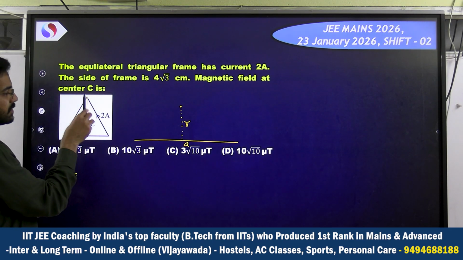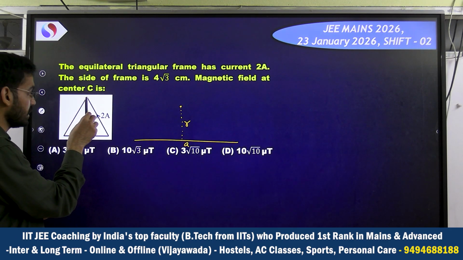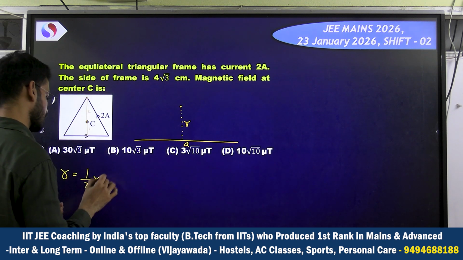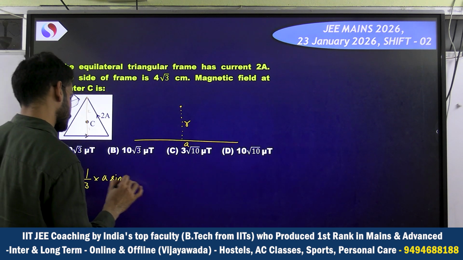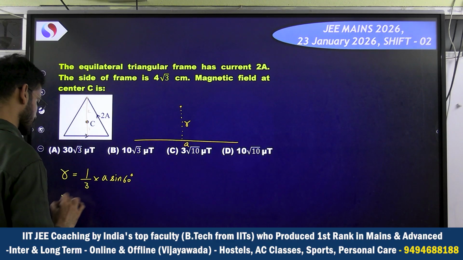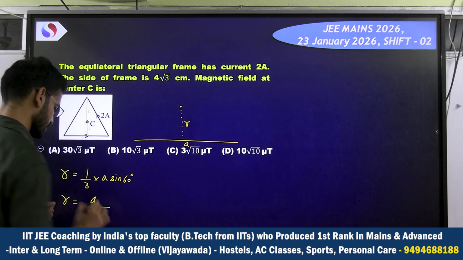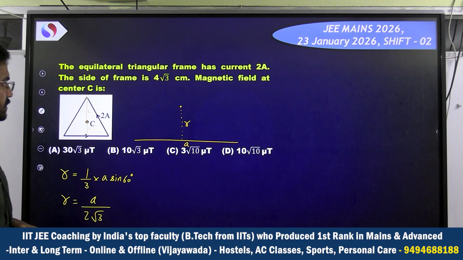This is A, this will be A sin 60, right? And A sin 60, 1/3, right? So 1/3 of A sin 60, √3 by 2. So R will be what? A by 2√3. Okay, this is your R, right?